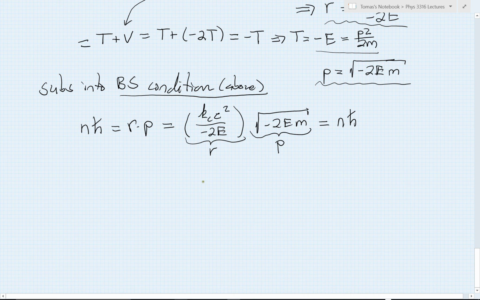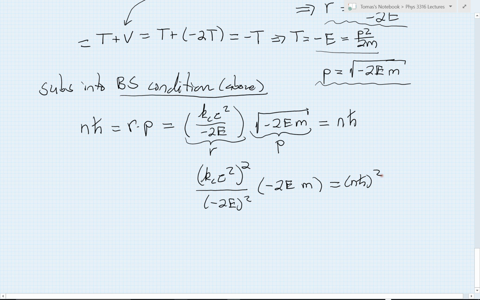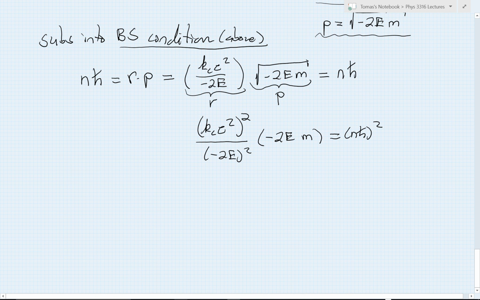So let's carry that out. I will have Coulomb's constant e squared, because I'm squaring both sides of my equation, divided by minus 2E, quantity squared. And when I square the momentum, that gives me minus 2E times the mass m. And all of this must equal n h bar, quantity squared. Now let's see how we can simplify. One thing that's nice is I've got a factor of minus 2E here, which can cancel exactly one of my factors of minus 2E in my denominator.